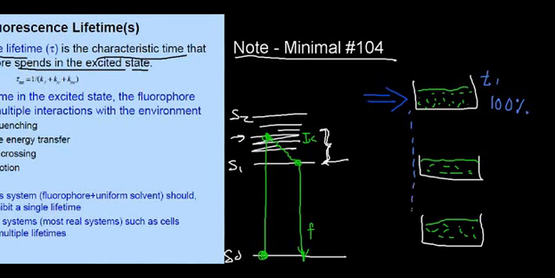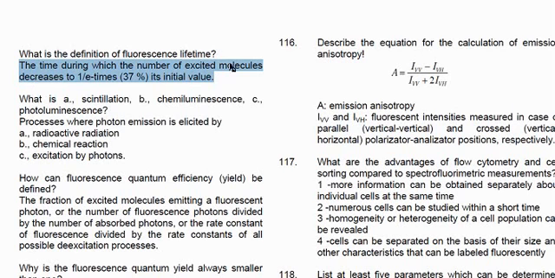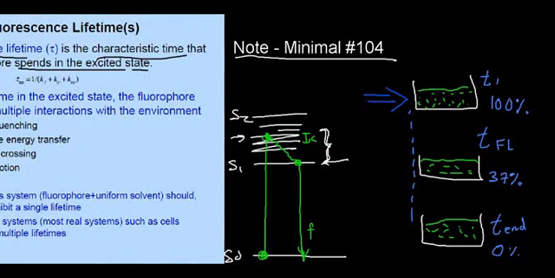And slowly, after a while, let's say this is the end point, Tn, all of them have relaxed in a radiative or non-radiative form, and 0% of them are excited. They're back to where they were. Somewhere in the middle, before it diminishes to 0, at this point, it diminishes to 37%. 37% of my molecules are excited, and this is what they mean by the fluorescence lifetime: the time during which the number of excited molecules decreases to 37%. So effectively, it's the time between this time and this time.